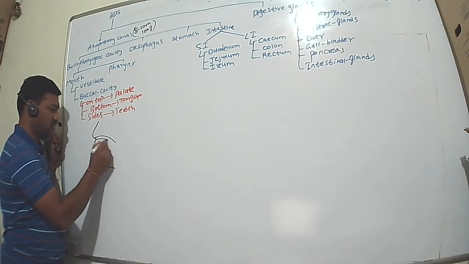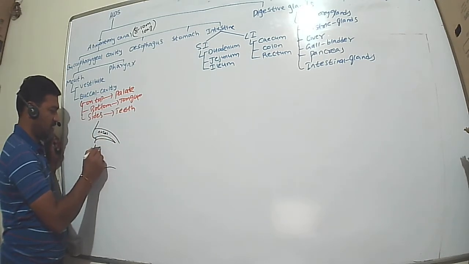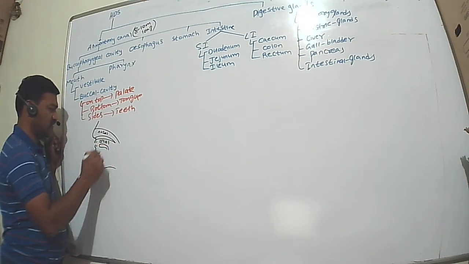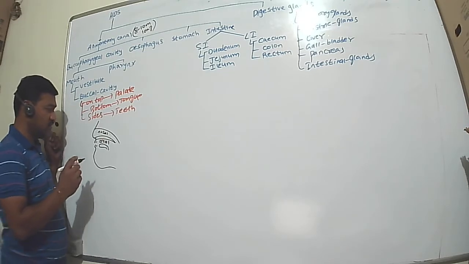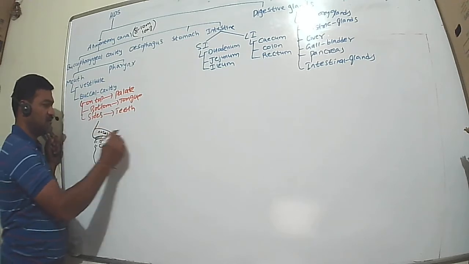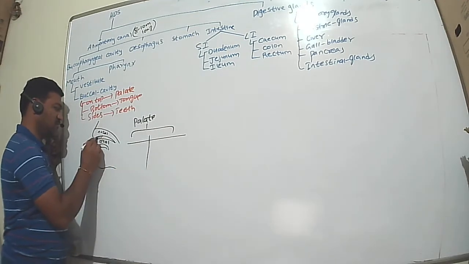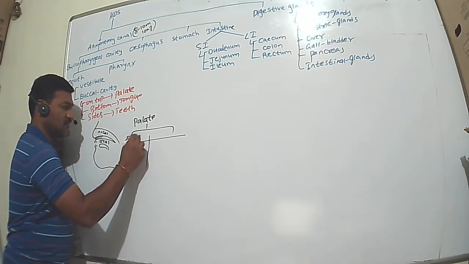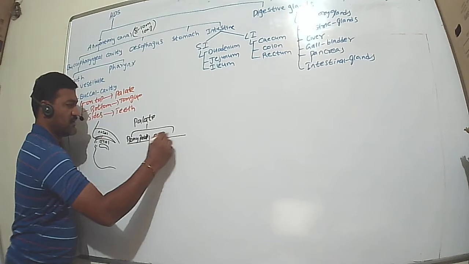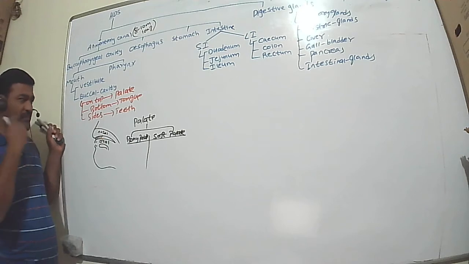So this is the palate, this is the nasal cavity, and this is the tongue, this is the teeth, and this is the oral cavity or the buccal cavity. So this is the palate, and this palate is of two types. In the front you have the hard bony palate, the anterior or the front bony palate, and the posterior soft palate. Okay, the front part is the bony palate, and the back side you have soft palate.